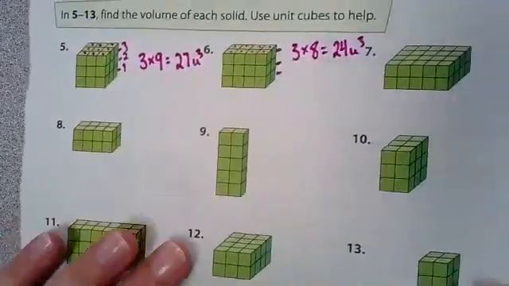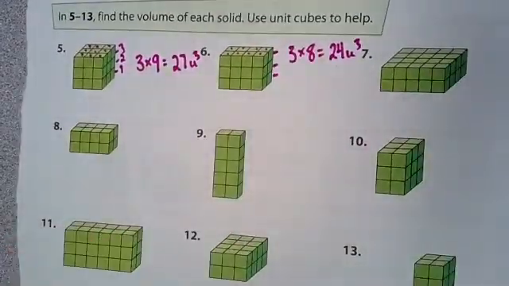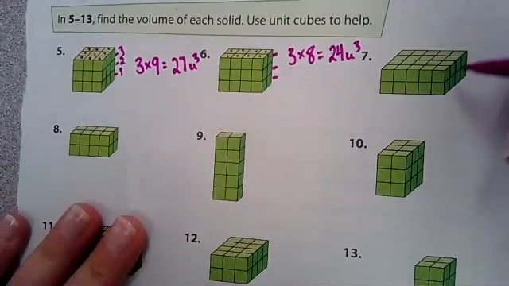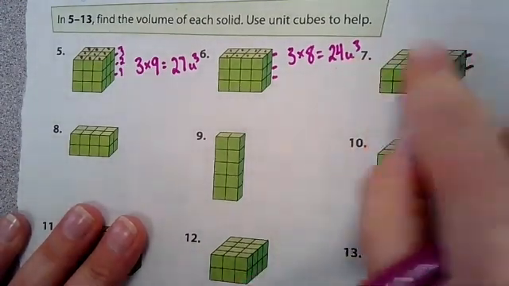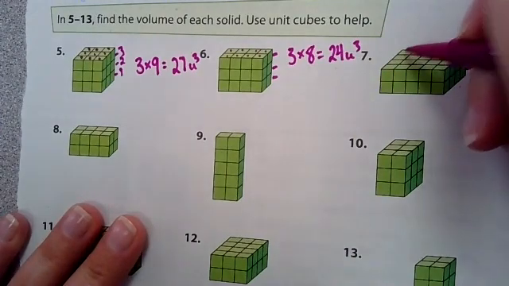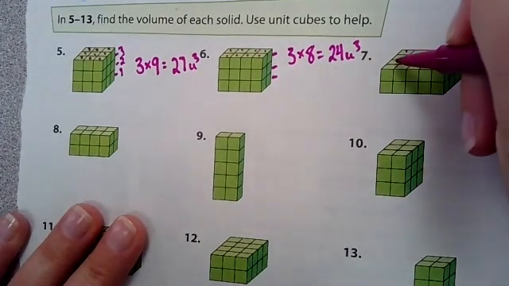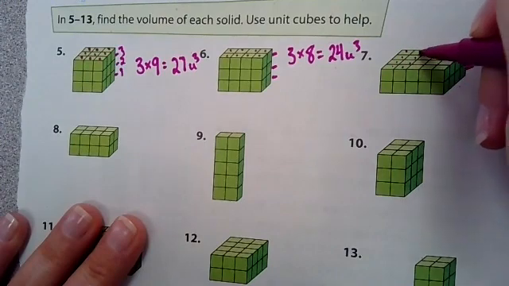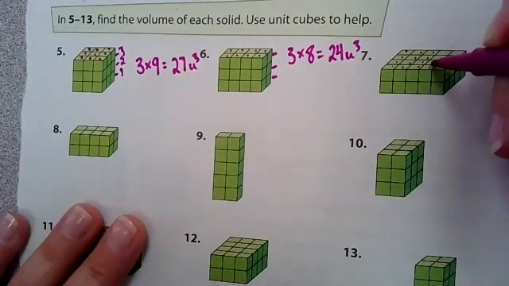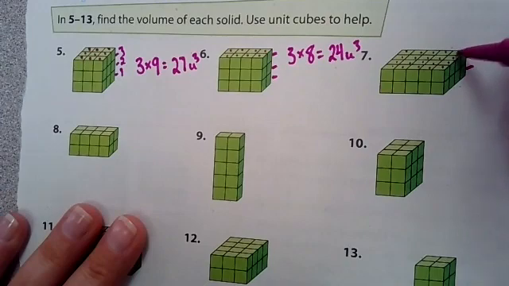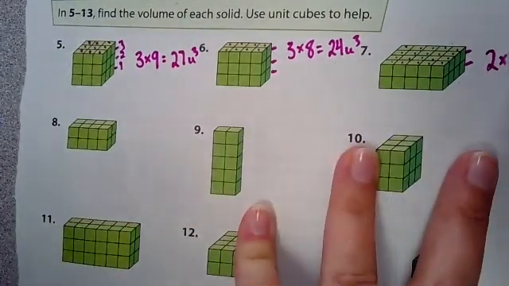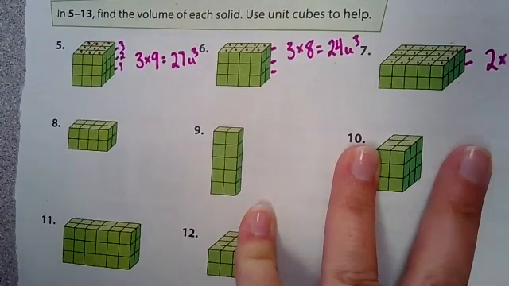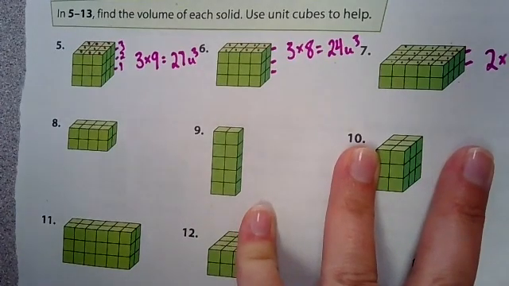Okay, next one, let's look at this one. Sorry, my alarm is going off. Stop. All right, so for this one, I've got 1 layer, 2 layers. We can look at 1 layer here, and all you need to do is put dots in it: 1, 2, 3, 4, 5, 6, 7, 8, 9, 10, 11, 12, 13, 14, 15, 16, 17, 18, 19, 20. So this is 2 layers times 20 in each layer equals 40 units cubed.